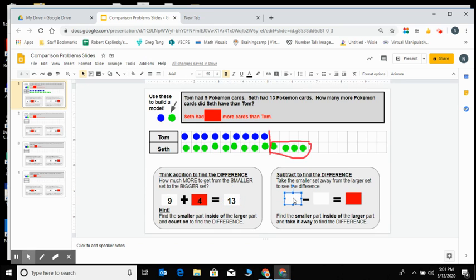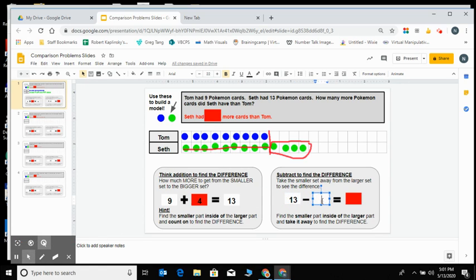The other thing that you can do is start with the larger set of 13 that Seth had, and you can take off the smaller set. So in Seth's set, you can take off the 9 cards that Tom has. And then once you take off those 9 cards that Tom has, you'll see only the difference, the 4 more cards that Seth had. So then the difference, either strategy that you use, whether you like to think addition or subtract to find the difference, either way, that difference is 4. Seth had 4 more cards than Tom.